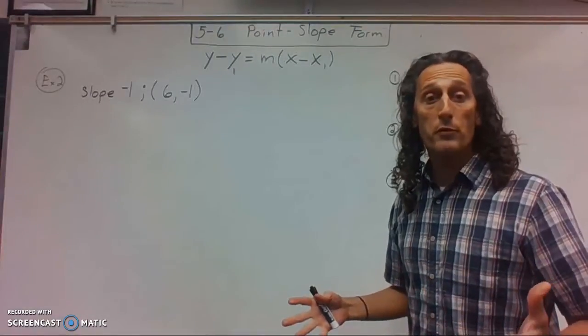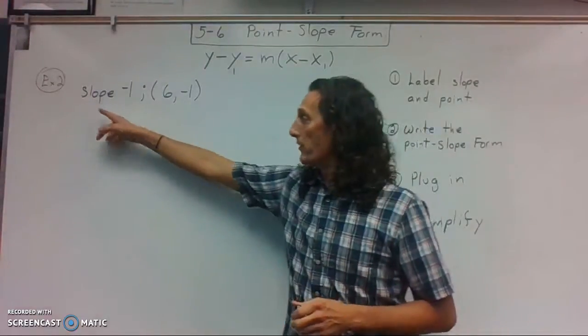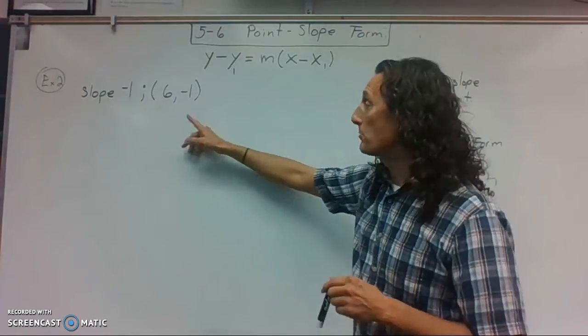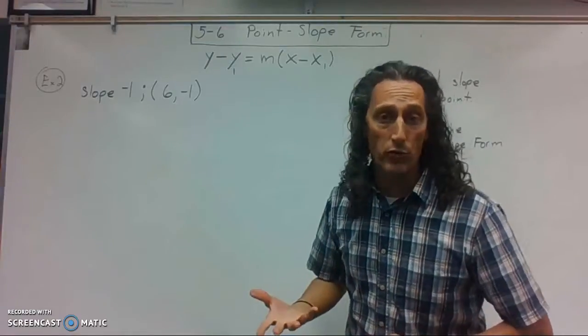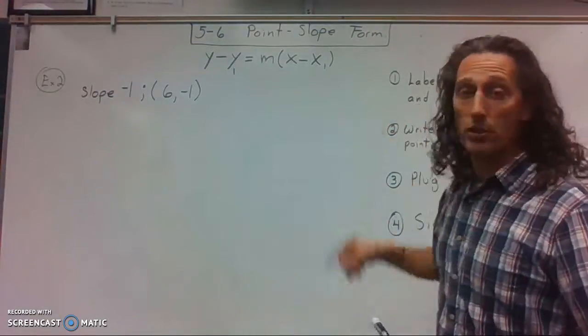All right, so we're moving on to example 2. If you need to, hit pause right now, but just write down that the slope is -1. And then they give us the point (6, -1). We're going to follow the same directions from step 1. So again, label the slope and the point.